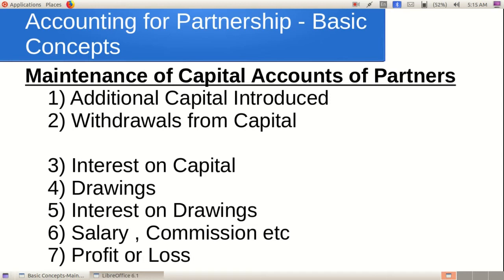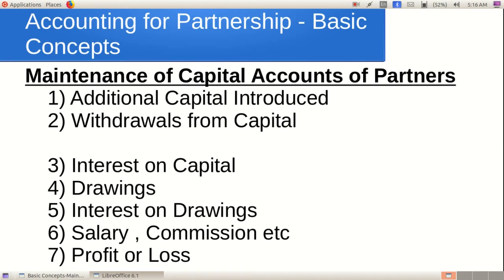Sometimes the partnership deed may contain a provision to pay interest on capital. So here the partner is entitled to get interest on capital. Suppose the investment of the partner is 1 lakh and the partnership deed provides to pay 10% interest on capital, which means he is entitled to get 10% of 1 lakh, which is 10,000, at the end of the year. So at the end of the year, the business has to pay 10,000 to the partner, which means his capital account will automatically increase. So interest on capital will increase the partner's capital account.